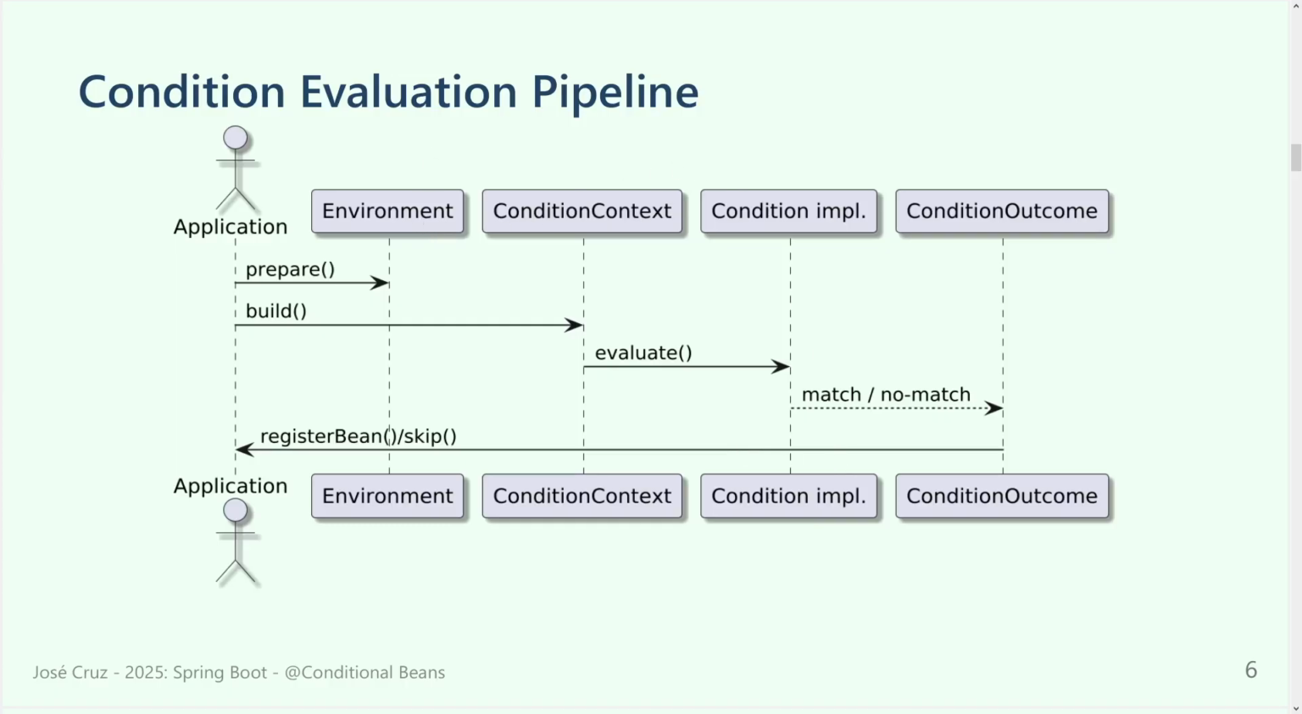So the condition evaluation pipeline is just a sequence of what's happening. You have the application, it goes to the environment, it prepares the start and where the conditions are and so on. So we build the application under the condition context. It understands the condition, evaluates and says, okay, should I implement this condition or not? Should I activate this bean or not? And if there is a match, the condition is true or false. If it's true, okay, register the bean. Otherwise, don't register the bean.